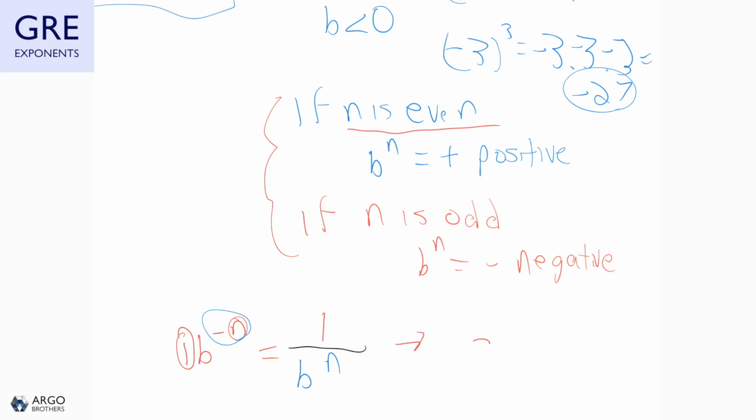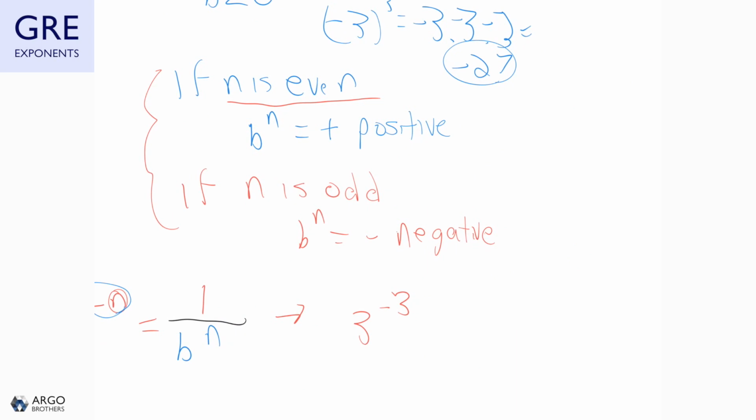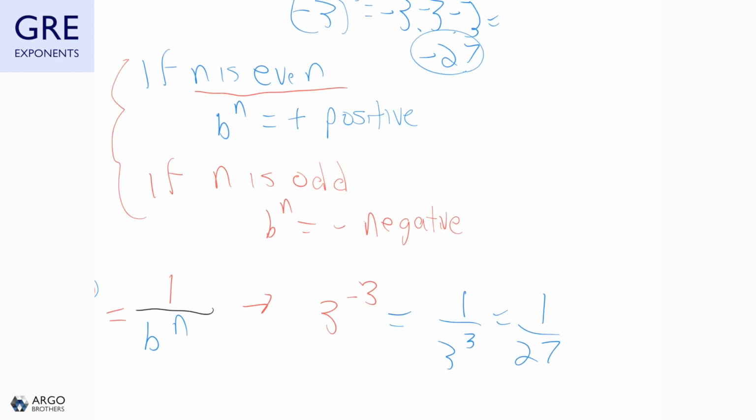What if we have 3 to the negative 3 power? Well, we know 3 to the third power was 27, and negative 3 to the third power would be negative 27. What about 3 to the negative third power? So that would be 1 over 3 cubed, and so that's 1 over 27. Awesome. So that equals 1 over 27. You see, it's a reciprocal.